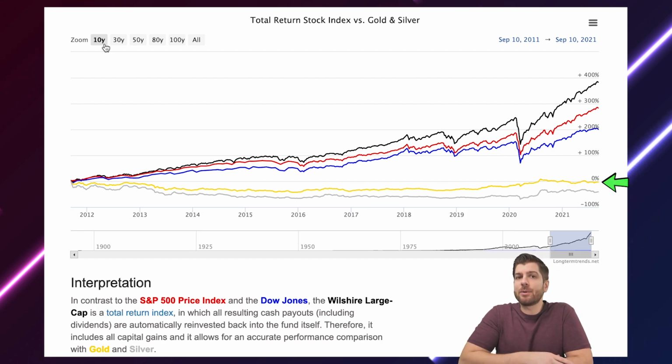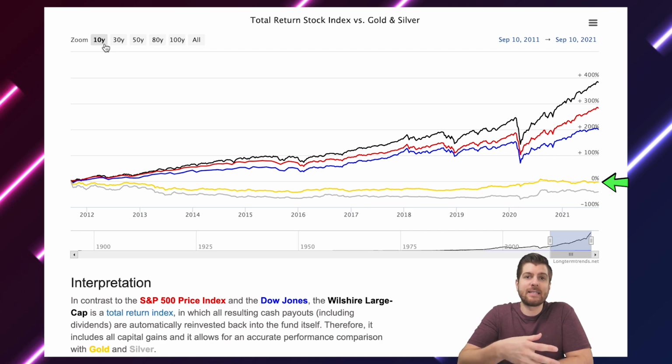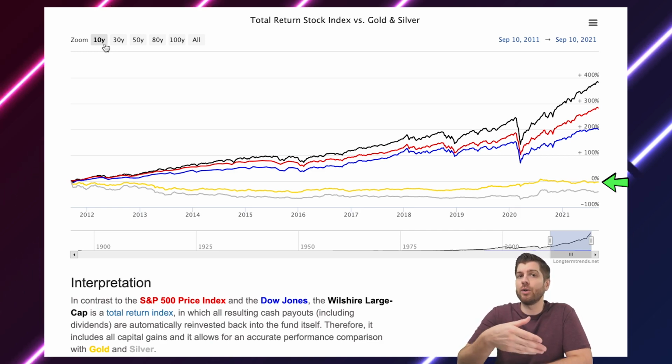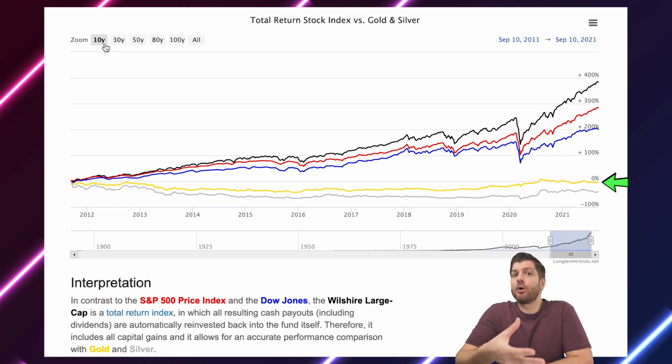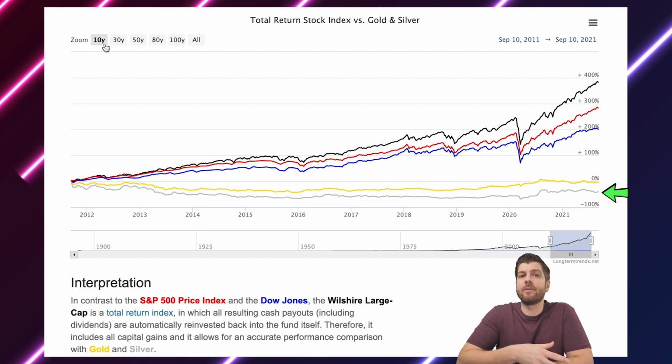The yellow line here represents how your wealth would have grown over the past 10 years if it was invested in gold at the beginning of the period. And of course, there are no dividends when you buy gold because gold doesn't produce anything. And this gray line here represents how your wealth would have grown if it was invested in silver at the beginning of this 10-year period.